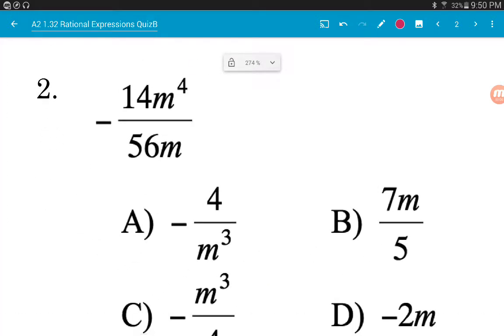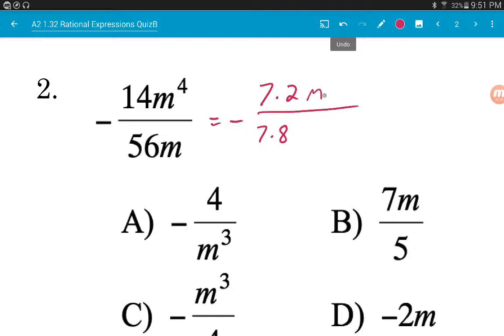Question 2. See if you can do what I just did. I mean, pause it and try the question. Okay, if you're watching it, I assume you've tried the question. And if not, shame on you. So what I'm going to do is, 14 and 56 are both divisible by 7. So I'm going to change this into, I'll keep the negative out front, 7 times 2. On the bottom will be 7 times 8.